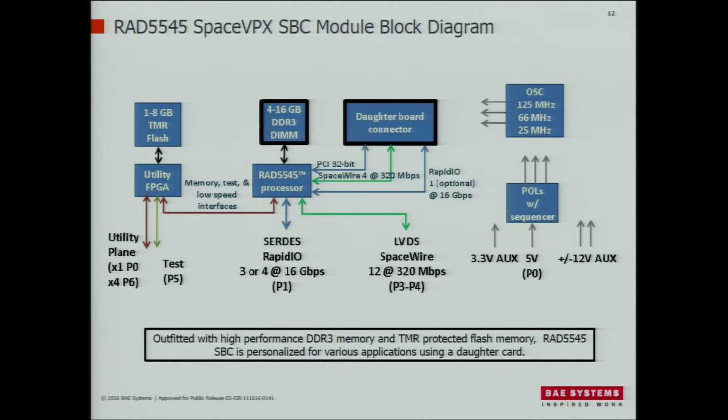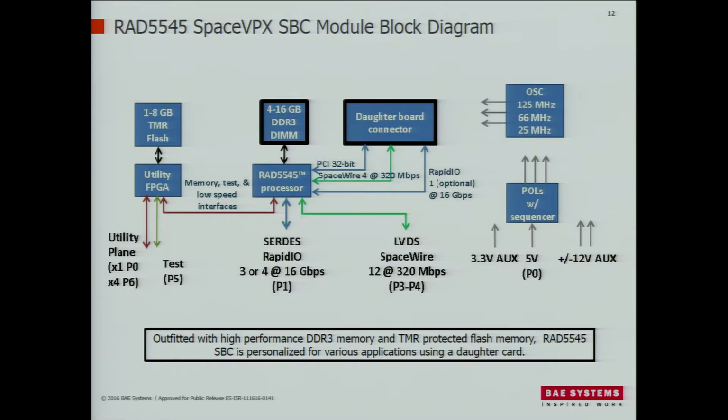It has a mezzanine connector to put a daughter board on there, and run to that mezzanine are the interfaces you see there, PCI, the SpaceWire ports, and potentially a rapid I/O. At any one point in time, you can only use 4 rapid I/O ports, so you have a decision of, do you want all 4 to the backplane, or 3 to the backplane and 1 to the mezzanine? But it's got the flexibility. You can run it either way you want.